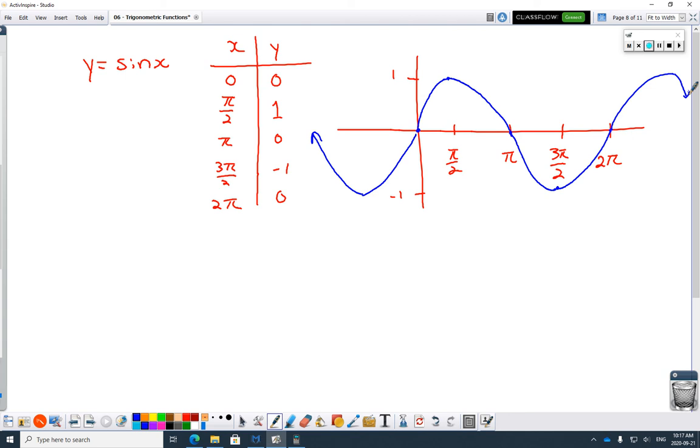No, it's not a trick question. You just go over and go sine of 3 pi over 2 is negative 1. Okay. How about sine of negative pi over 2? Negative 1. How about sine of 2 pi? 0. Hopefully you really know how to use the graph to do that.